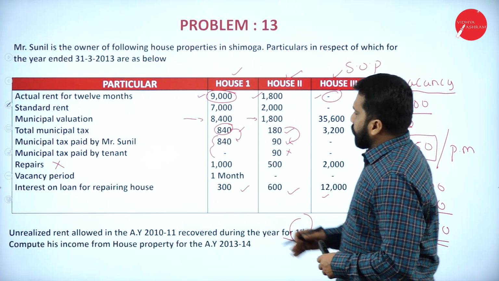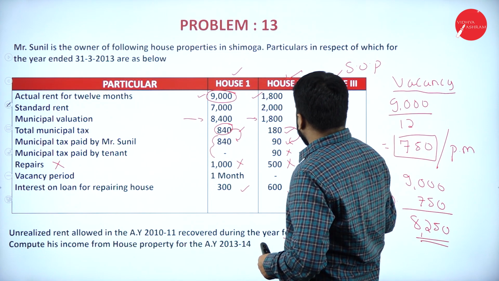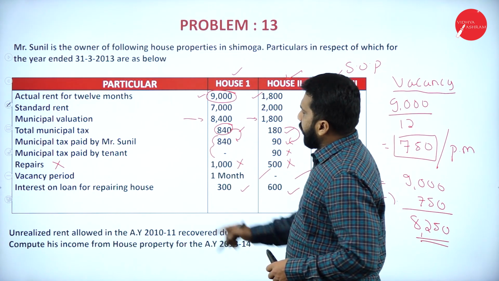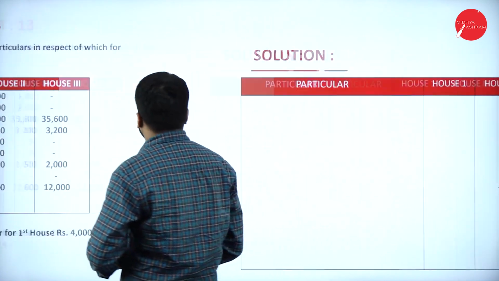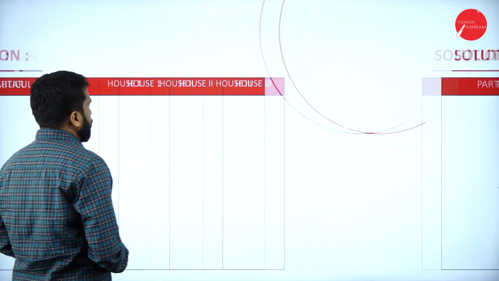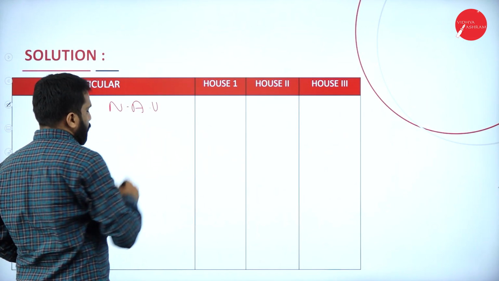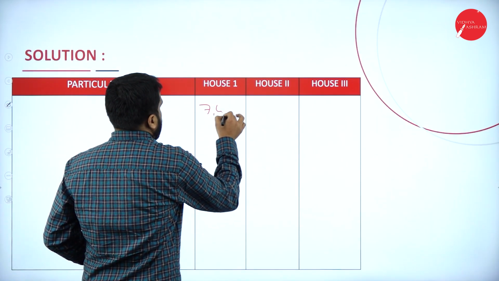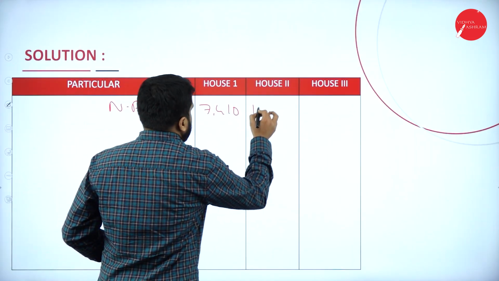Now I'll go back to the question. Up to this we completed. Repair we are not supposed to take. Vacancy period we have taken. And interest on loan, yes, we are supposed to minus. Now I'll write down here net annual value. How much is it? 7,410, 1,710.